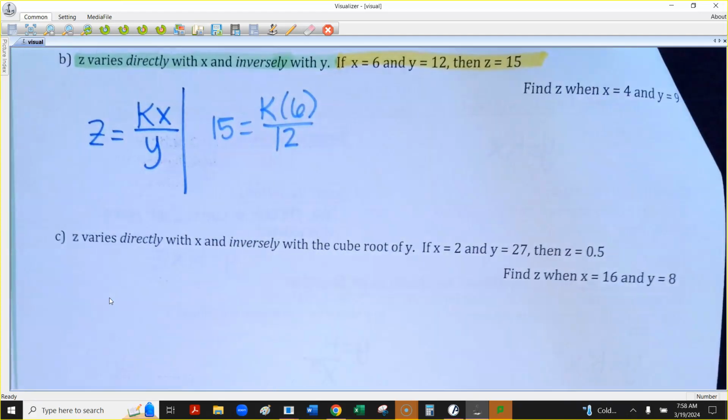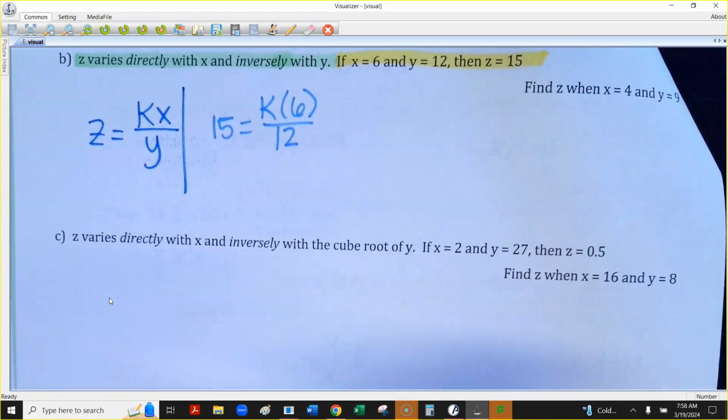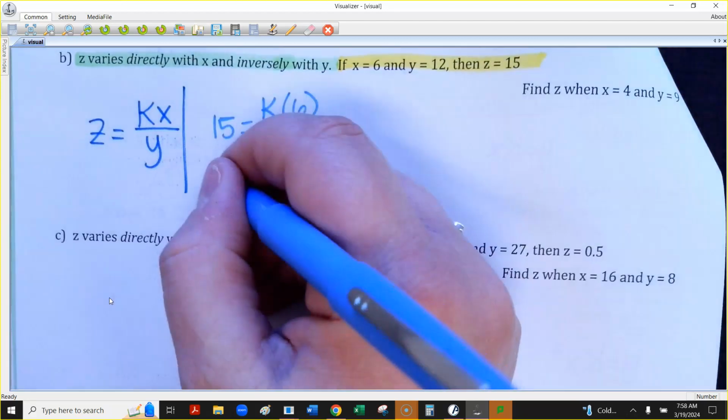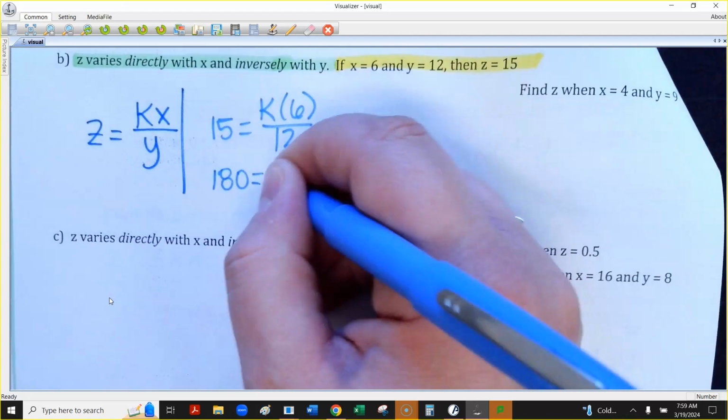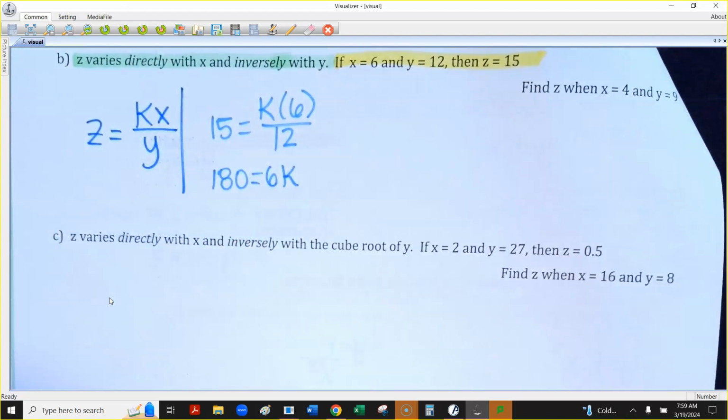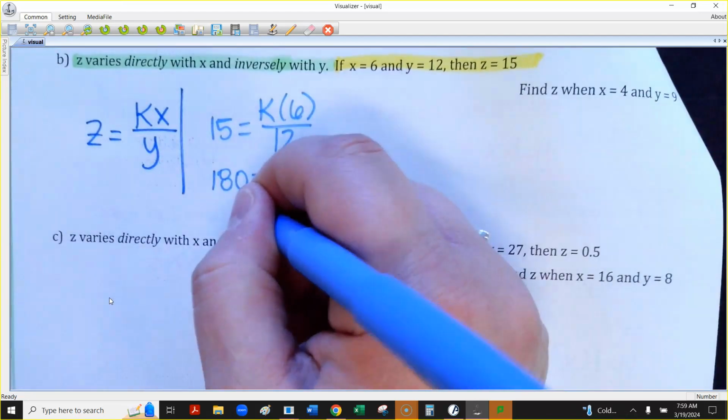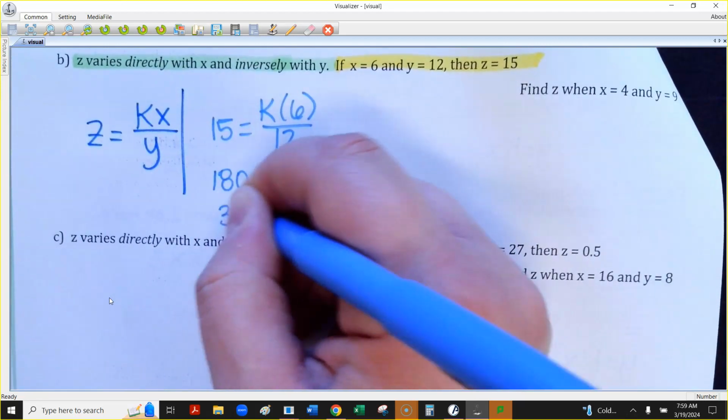Now, it's totally up to you. There are different ways you could do this. If you wanted to reduce the 6 over 12, you could do that first, or if you want to multiply 15 times 12 to get that out of the denominator, you'd get 180 equals 6 times k, and then just divide that by 6. Either way, you should get the k value is 30.